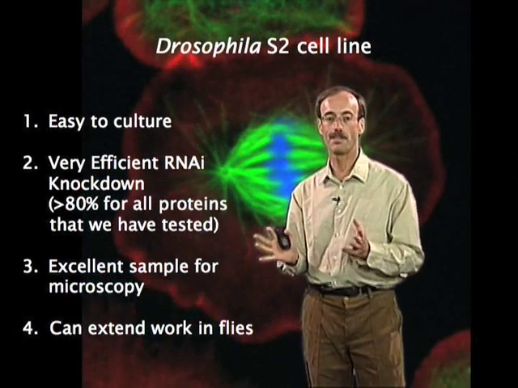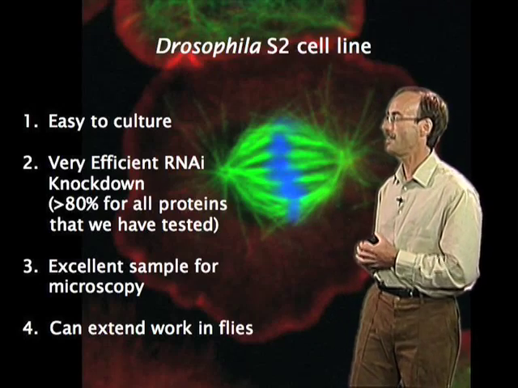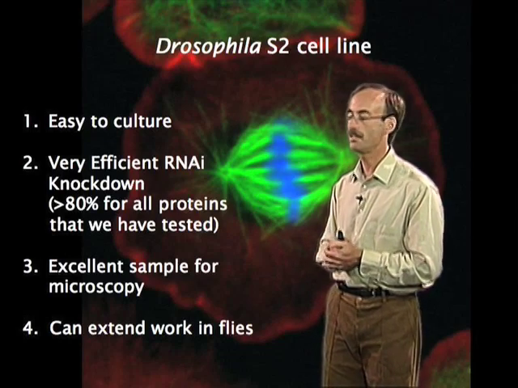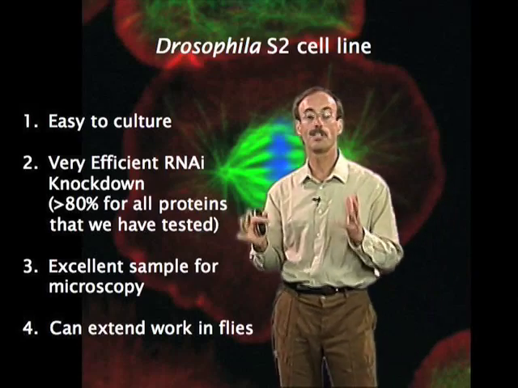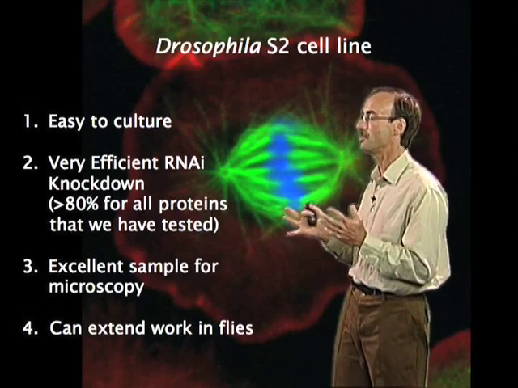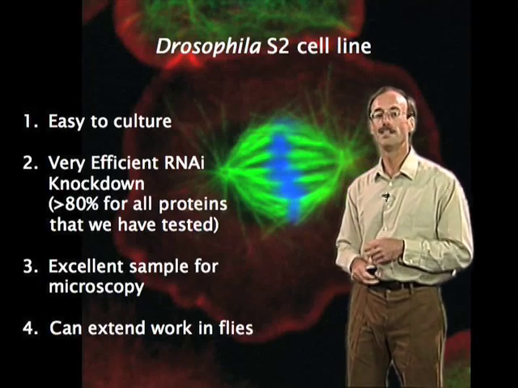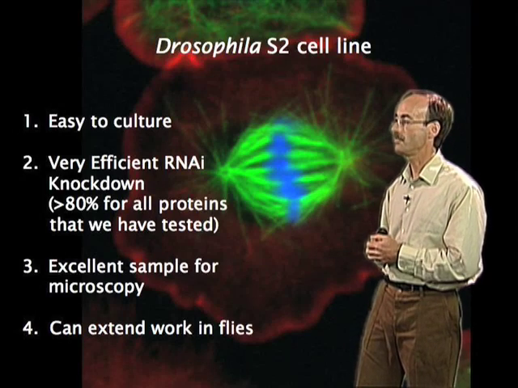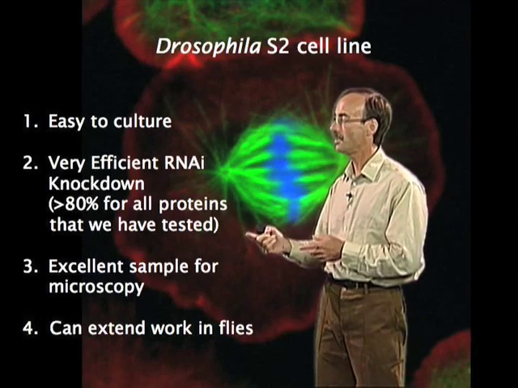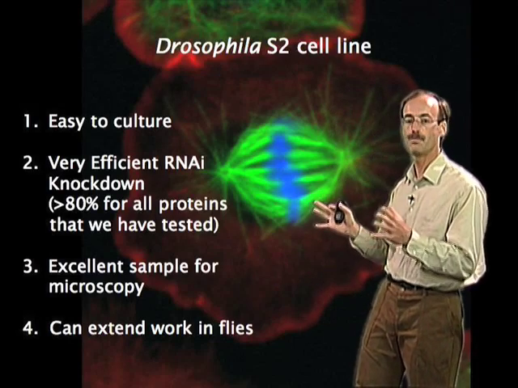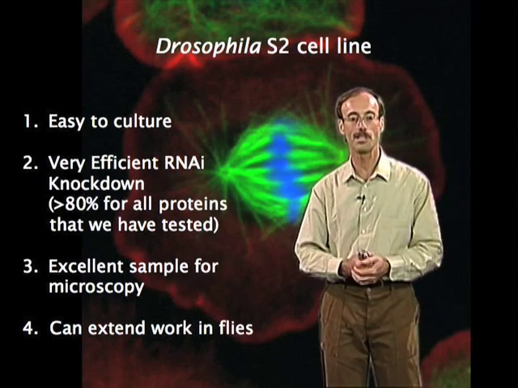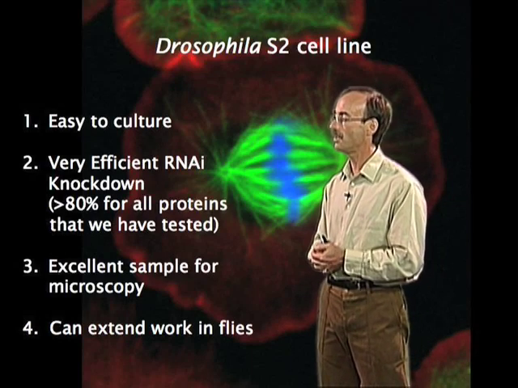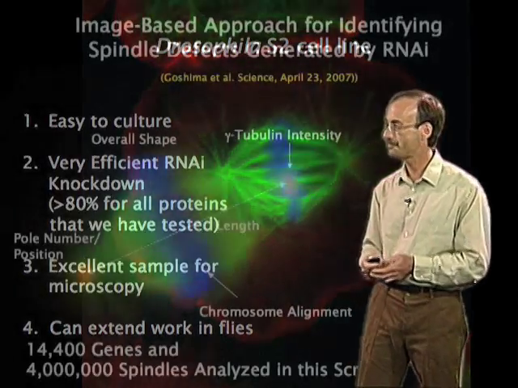So we've been using RNAi in this Drosophila S2 cell line. And we've chosen this cell line for a number of reasons. First of all, it's very easy to culture. You can even grow it at room temperature. You also get very efficient RNAi knockdown in these particular cells. And we've worked out methods that make these cells very good for microscopy, which is critical for the screen I'm going to tell you about. And then if you want, you can also follow up with genetic manipulations in flies.